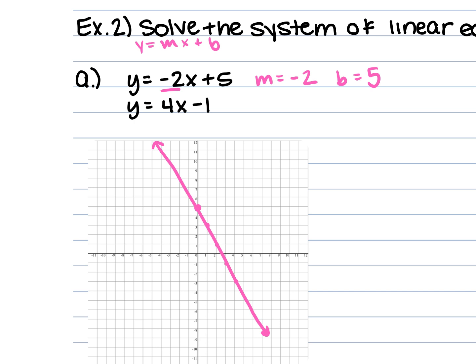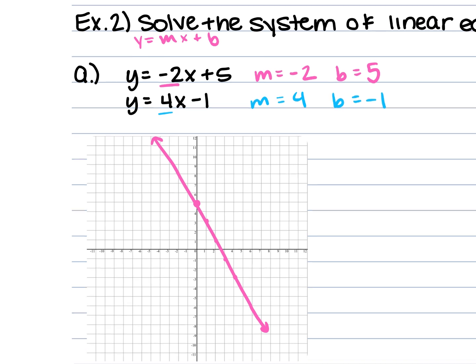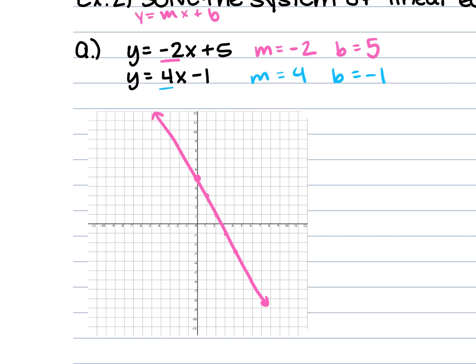The second one is also in slope-intercept form. So what's my slope? 4. And what's my y-intercept? Negative 1. What would I put first on my graph? A point at negative 1 on the y-axis. How do I show the slope of 4? Up 4 to the right one. So up 4 to the right one, and again. Put a couple points and then draw your line.